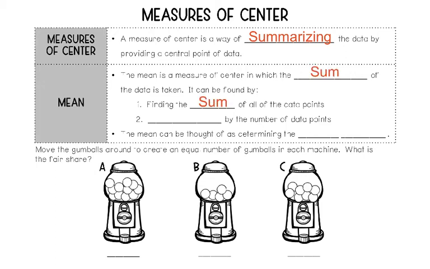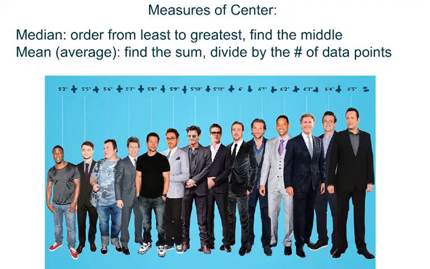And there's a very specific process for finding the mean or the average. You want to start by finding the sum of your data set. After you found the sum, you divide by the number of data points. When I think of mean, I think of average, but you can also think of it as fair share. So using this sample of the population of male actors in Hollywood, we can make a prediction about the average height of the population of male actors in Hollywood by finding the mean.